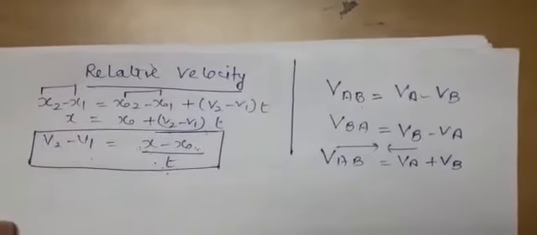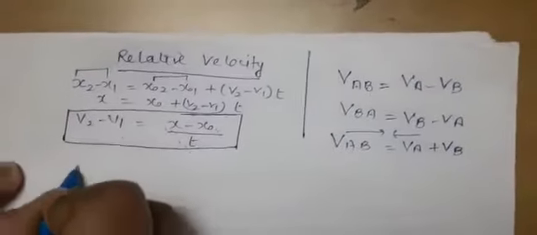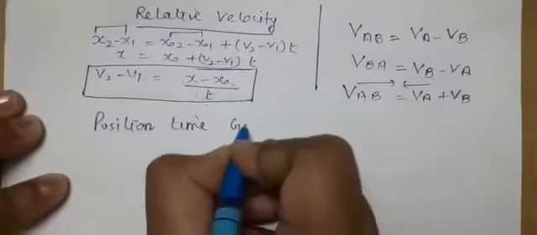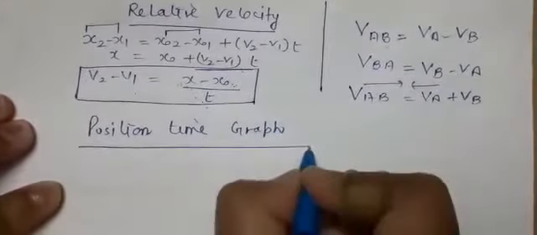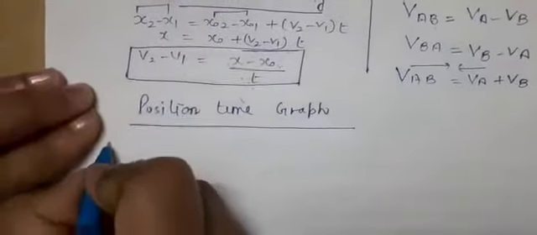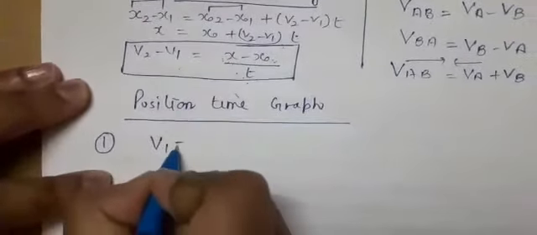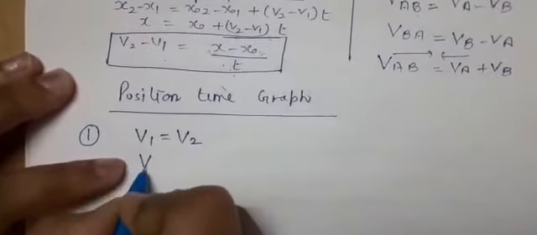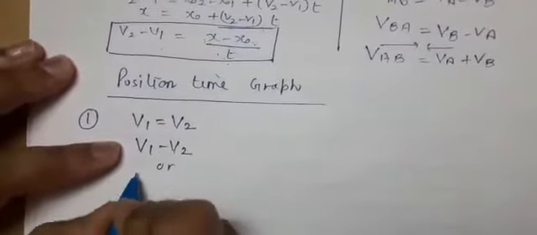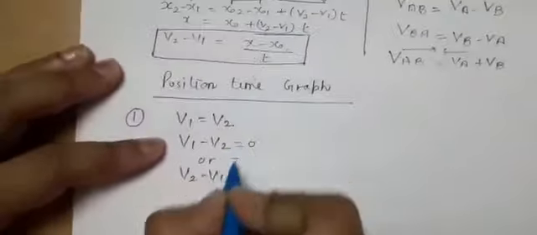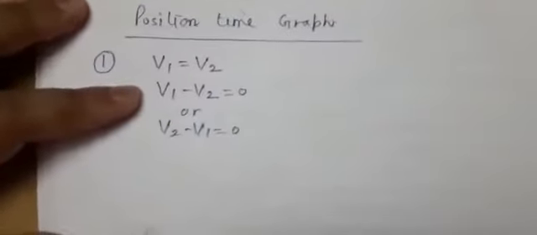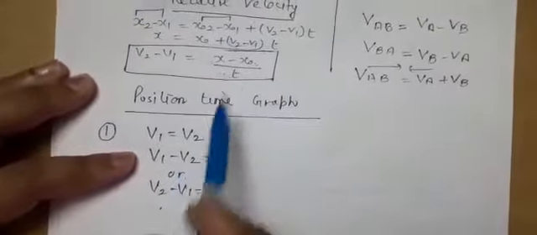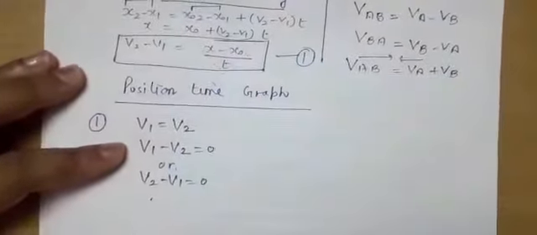Now, on the basis of this concept, we will discuss the position time graph. What is the graphical representation of relative velocity? First of all, let us take the case where the two moving bodies have the same speed. In that case, v1 minus v2 or v2 minus v1, both will be equal to 0. Simple mathematical step. Now, as per the above equation, we will use the condition in this equation. Let me take it as equation 1.